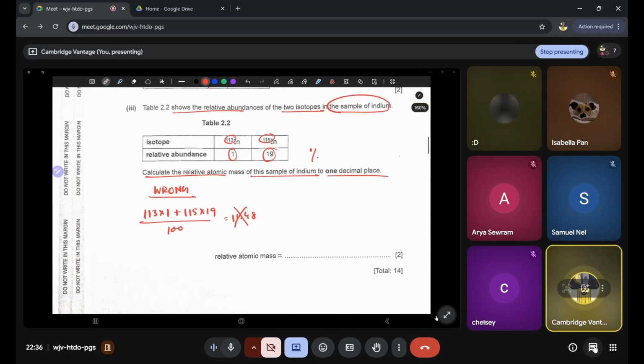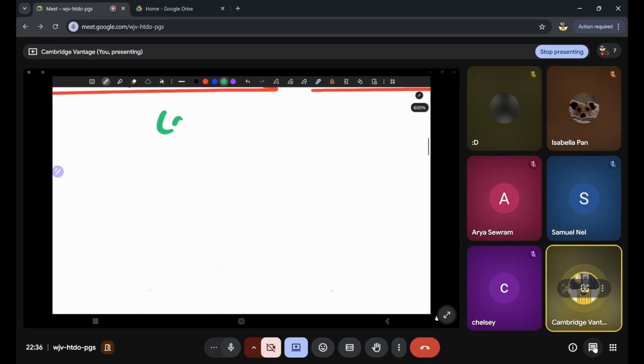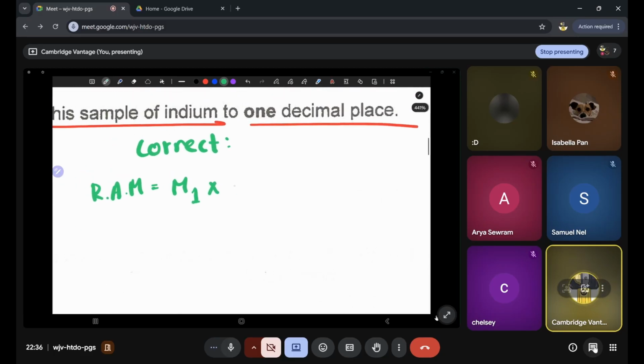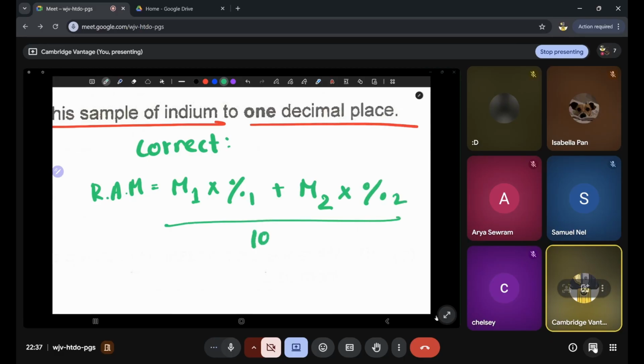So if we now look at the correct one, the main formula for relative atomic mass calculations should be this. RAM is equal to the mass of isotope 1, so let's call it M1, times abundance. If it's in percentage, it's going to be percentage 1 plus mass of isotope 2 times percentage 2, divided by 100%. This is if they give it in terms of percentages.